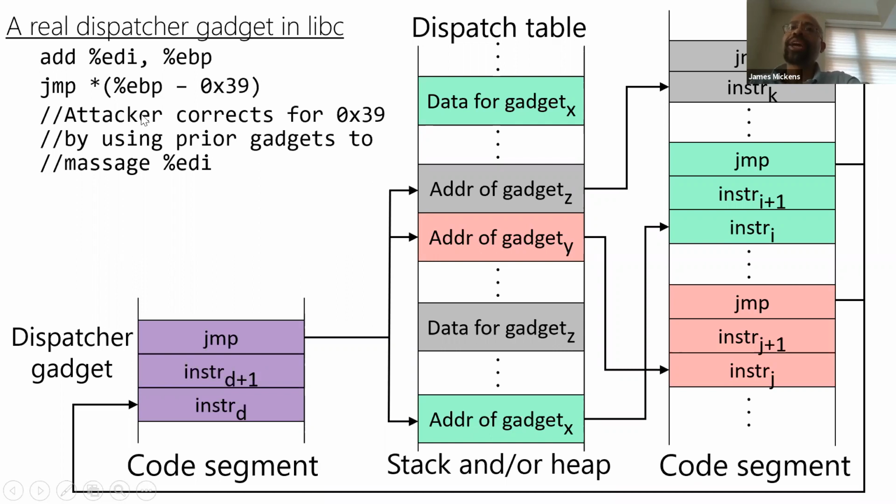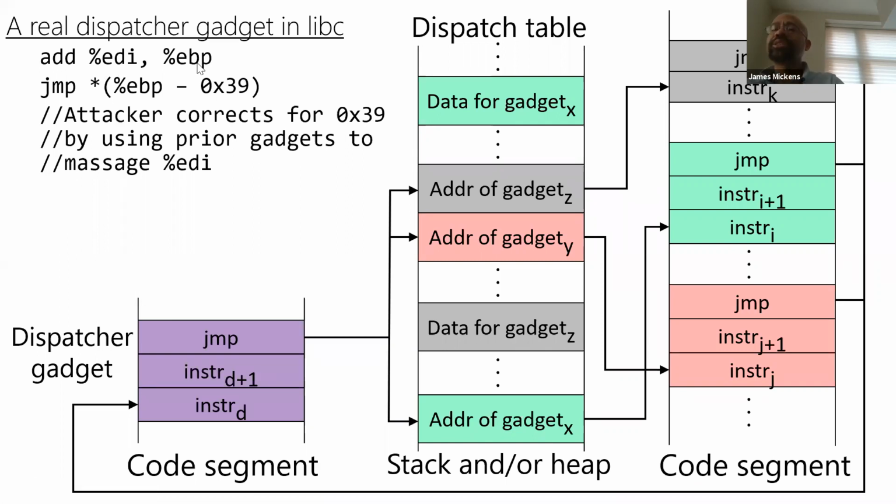And so what the attacker has to do to make this sort of dispatcher gadget work properly is that before this jump instruction executes, the attacker has to correct for this 39 here by basically using prior gadgets to massage the value in EDI. So EDI is what's going to be used in this particular gadget to set EBP.